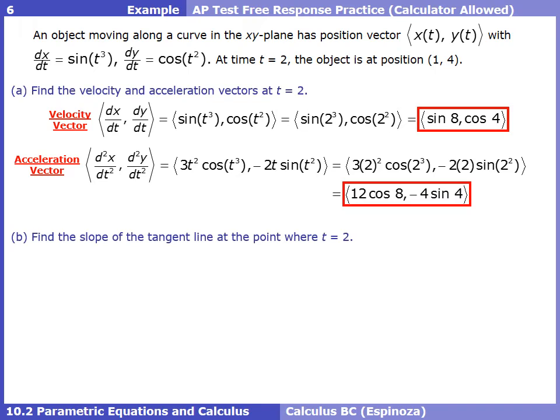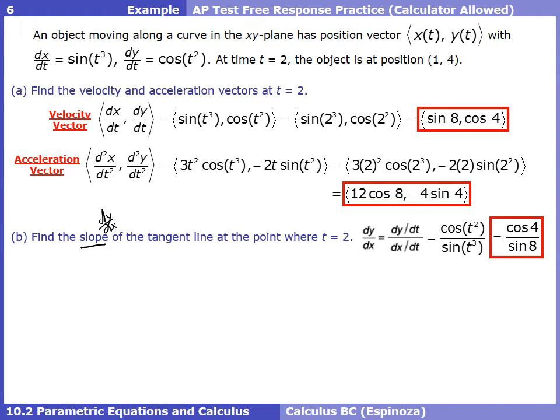Part B of this free response wants us to find the slope of the tangent line at the point where t is equal to 2. Luckily, we did a problem just like this before in this lesson. To find slope, dy/dx. Careful, they want us to find slope. So that's not dx/dt, that's not dy/dt, that's dy/dx. That's just an application of the formula we saw at the beginning of this lesson: dy/dt over dx/dt. And luckily here, they give us both of those things. We need to find the slope at t equals 2, so we'll take 2 and plug it in, and we'll get a value of cosine 4 over sine 8. Again, leaving it as an exact answer like that is perfectly acceptable.